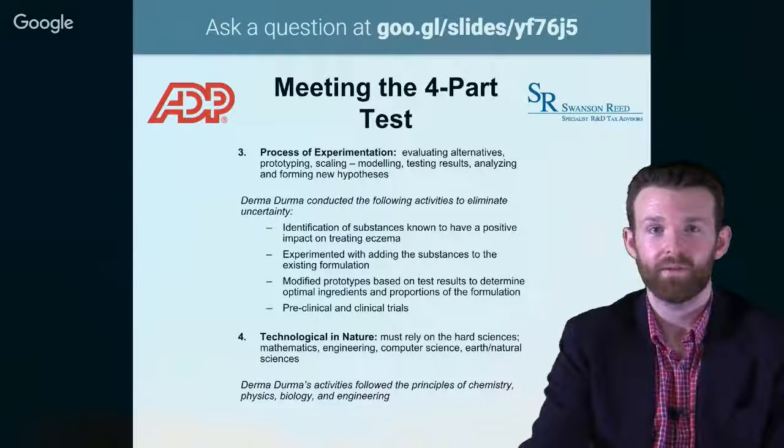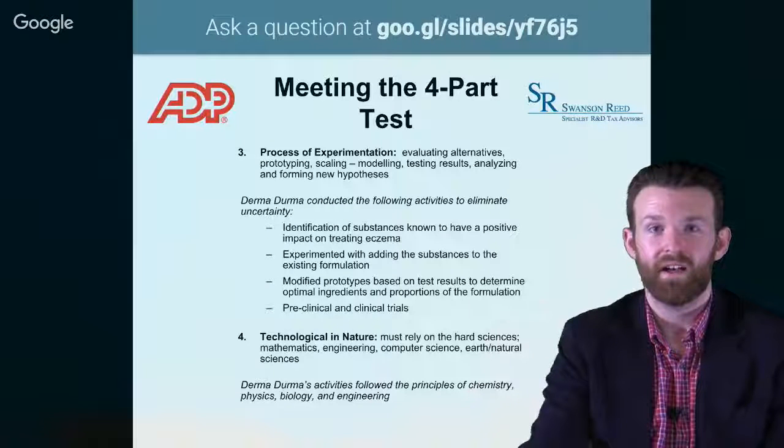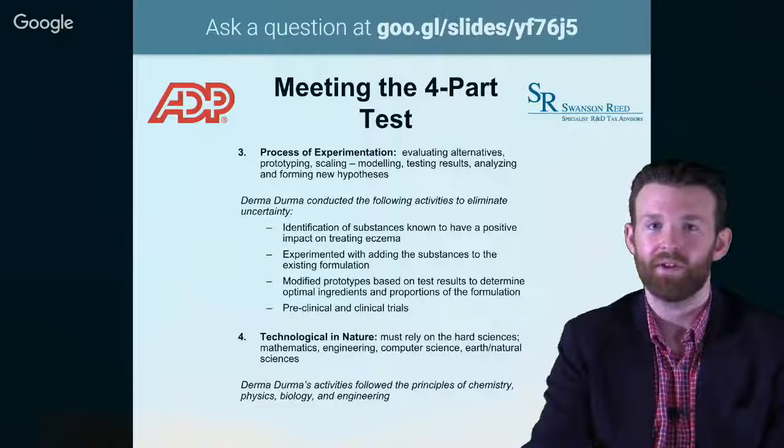Okay, so lastly, Derma meets the 4-part test because it relies on the principles of the hard sciences, in this case, chemistry, physics, biology, and engineering. All right, so to sum up the QRA side of this study, Derma meets the IRS's 4-part test because firstly, it was trying to improve an existing product. Secondly, the project encompassed technical risks and uncertainty. Thirdly, the company had to engage in a systematic process of experimentation to eliminate those uncertainties. And lastly, the company did indeed follow the principles of the hard sciences. Therefore, it is eligible for the R&D tax credit.